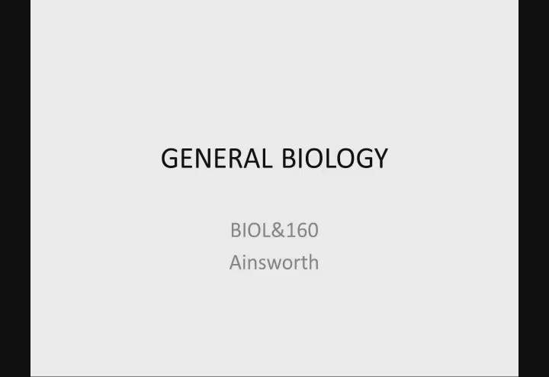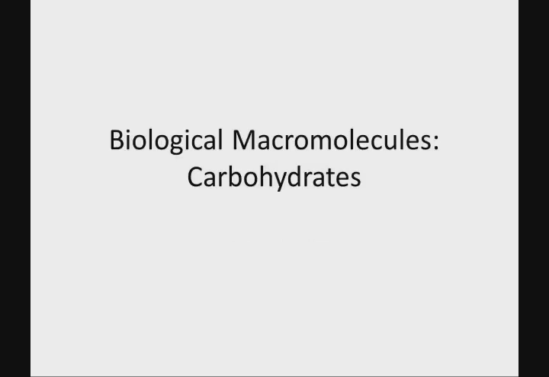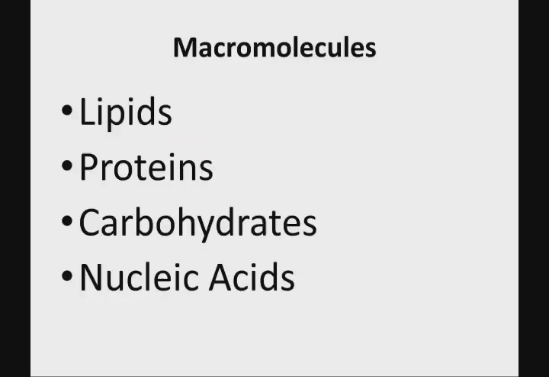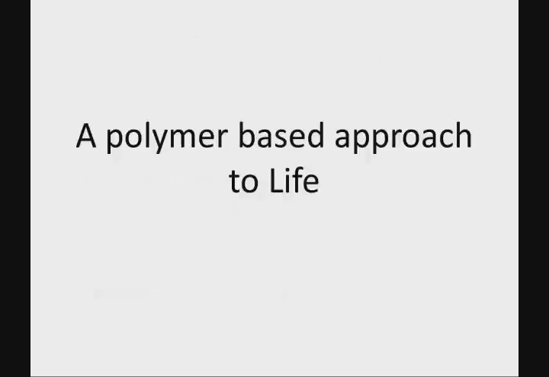So our next biomacromolecule are carbohydrates. Again, four biomacromolecules: lipids, proteins, carbohydrates, and nucleic acids. Remember that proteins, carbohydrates, nucleic acids are all polymers. When we looked at proteins, the proteins are a polymer of what? Amino acids, right? Carbohydrates are going to be a polymer of monosaccharides when we link them together.